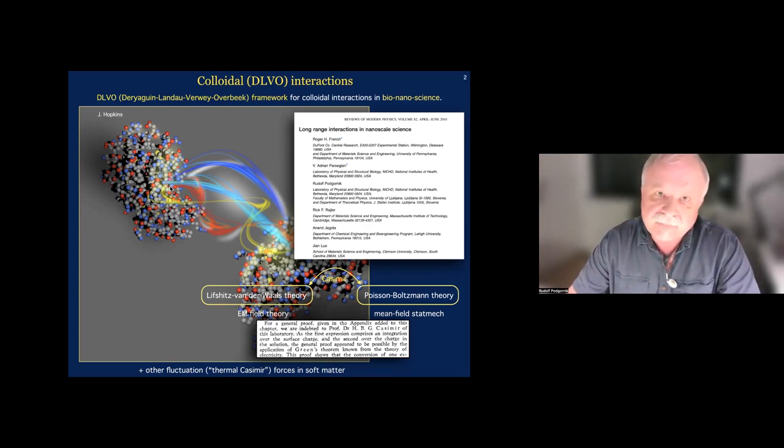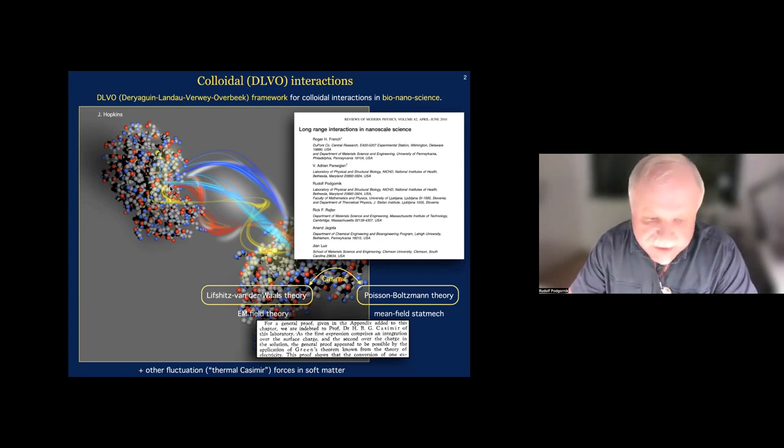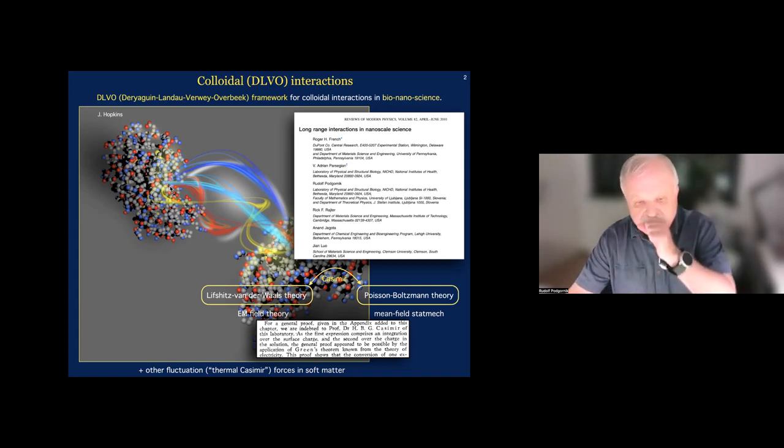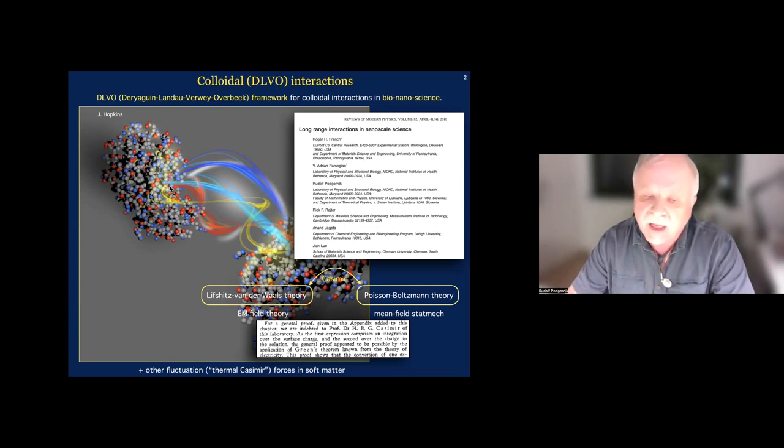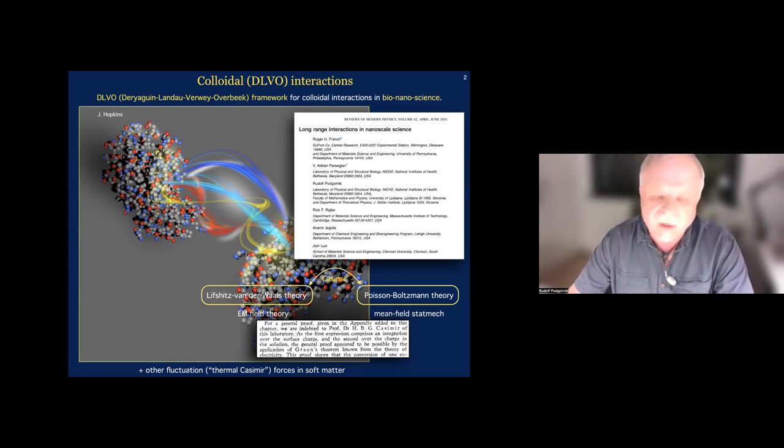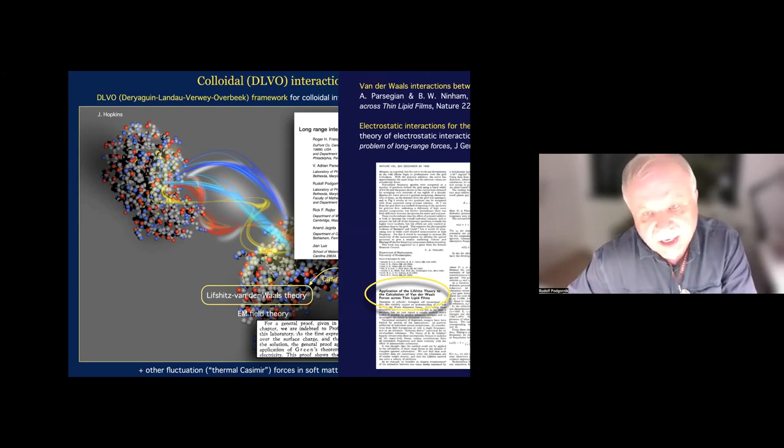In the colloidal world, or in general, in the world of soft matter, there are many fluctuation interactions, not only van der Waals slash Casimir interactions. There are all sorts of thermal effects, usually thermal fluctuations, not quantum fluctuations. And we refer to them as the thermal Casimir effect. Let's say if you have membranes undulating, or if you have ions fluctuating, or you have some liquid crystals mechanically fluctuating, all of these interactions are referred to as the thermal Casimir effect or thermal Casimir interactions.